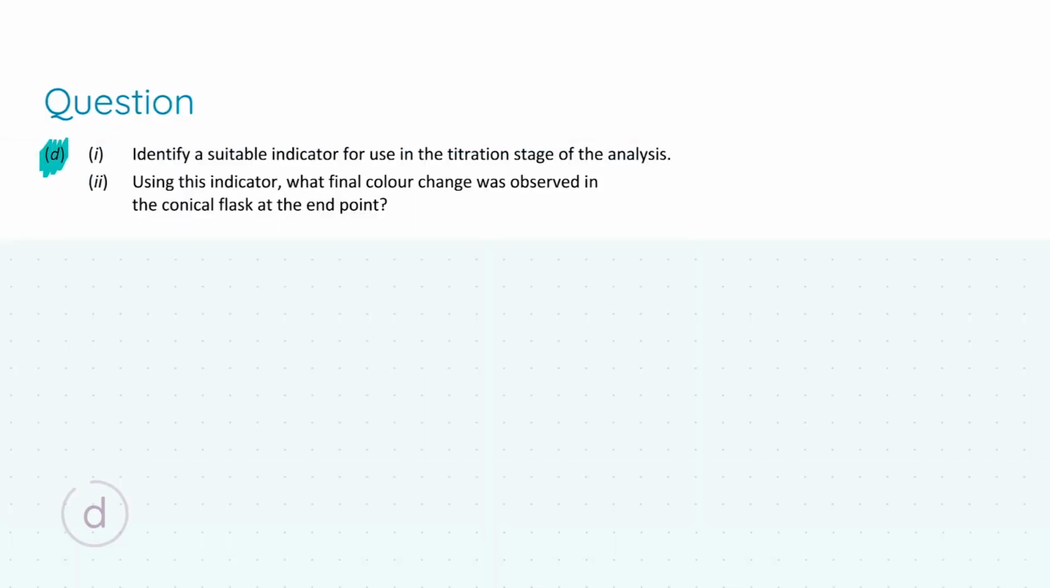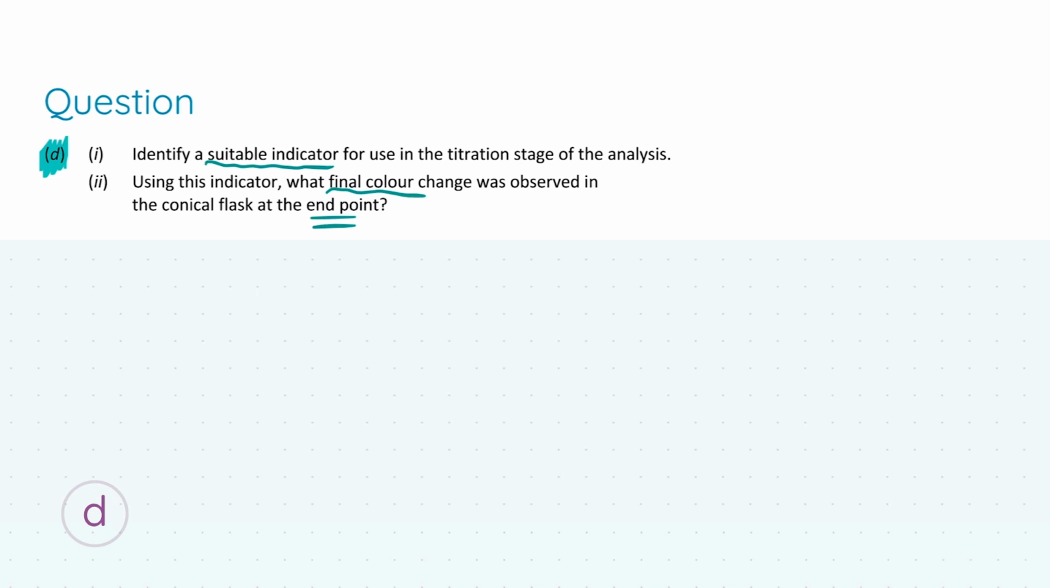In part D, here we are asked 2 sub questions. In part I, we were asked to identify a suitable indicator for use in the titration phase, or should I say the titration stage of this analysis. And in part 2, we were also asked, using this indicator, what is this final color that is observed in the conical flask at our endpoint? So these are 2, yet again, nice short questions asking about our indicator and our color change.